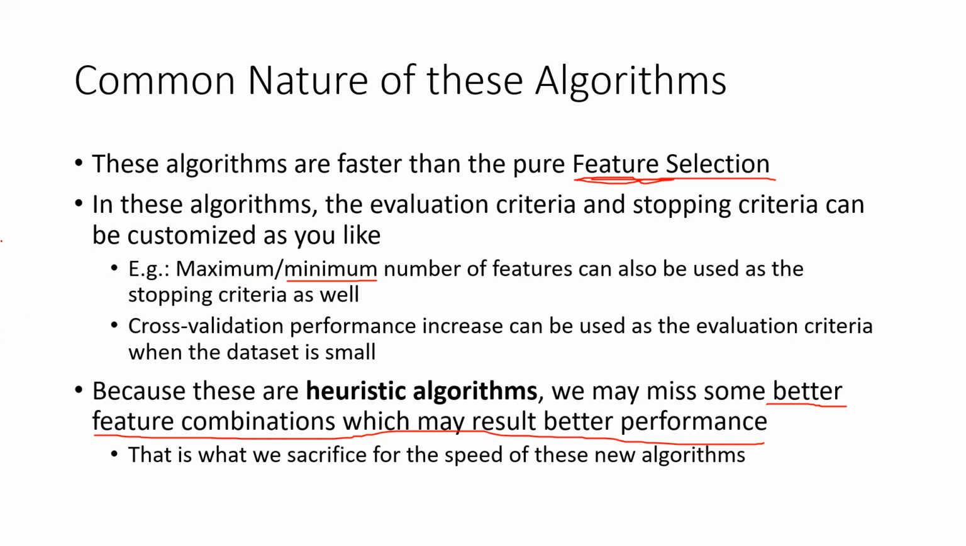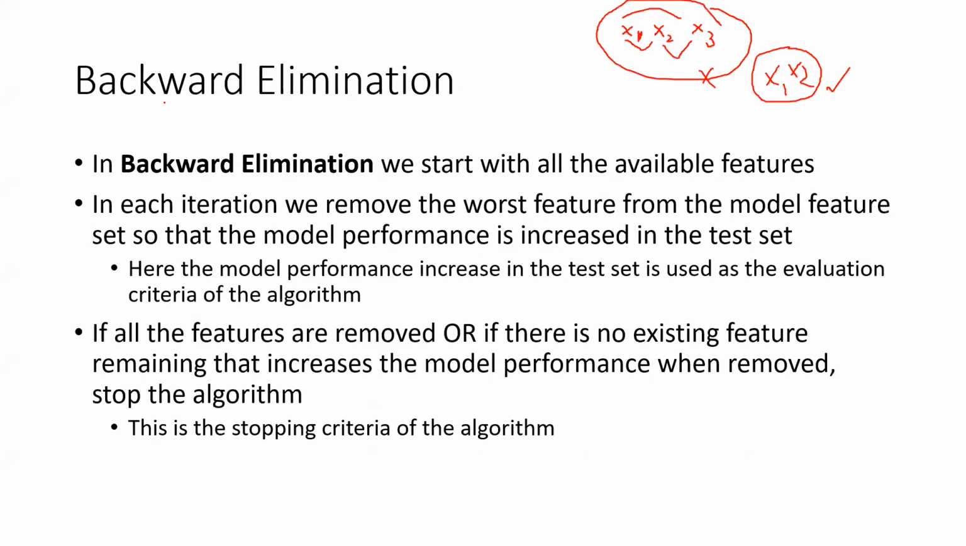Because this is heuristic, that means because these are following a certain algorithm, there may be certain cases that are not caught by this algorithm. That means there can be some better number of features, better features in this candidate feature set, which are not identified by this algorithm. So that is a possible downside. But because of the practicality, we use backward elimination and forward selection algorithms.